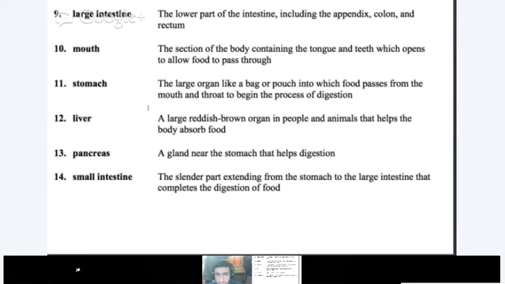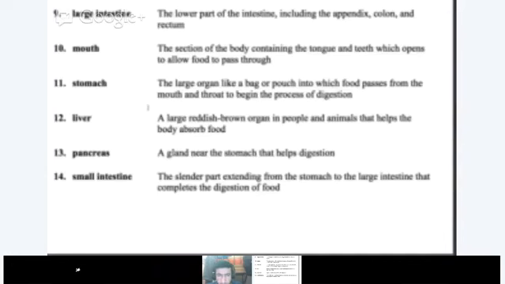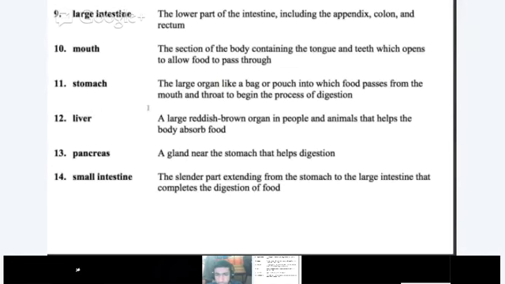Perfect. Okay. And can I get you to do number 12 as well, Omar? Liver: a large reddish brown organ in people and animals that helps the body absorb food. Perfect. Thank you so much. What else does the liver do? It helps do a very, very important thing, and a lot of people damage their liver doing this. Who can tell me what it is?